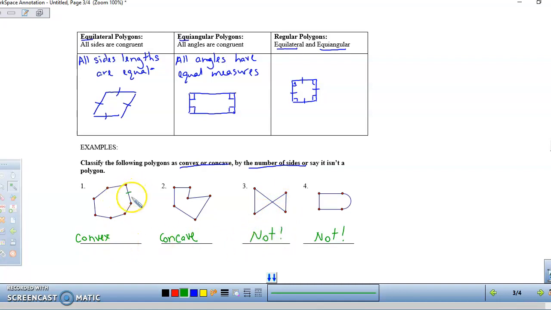Okay, so starting to count these, here's 1, 2, 3, 4, 5, 6, 7. So that's a heptagon. Okay, this one has start there. 1, 2, 3, 4, 5, 6. A hexagon.